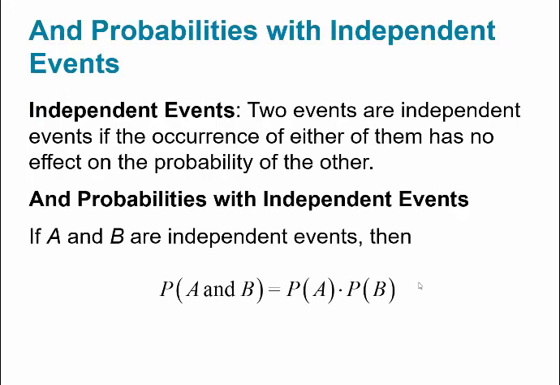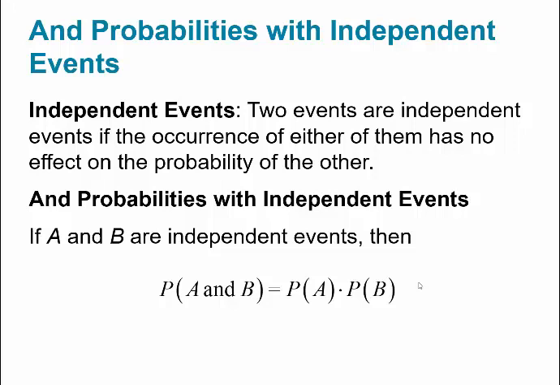Okay, so first off, when working with the and statement, you have to figure out if events are what we call independent events or dependent events. So we'll start with independent events. Two events are independent if the occurrence of either of them has no effect on the probability of the other. Like when you flip a coin two times in a row, those are independent, because whatever I flip first or whatever I flip second doesn't affect the outcome of the other flip.